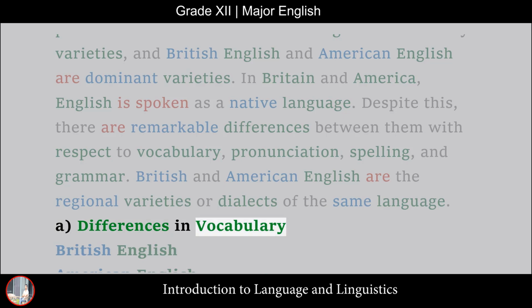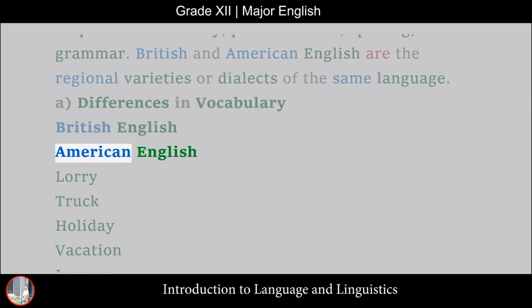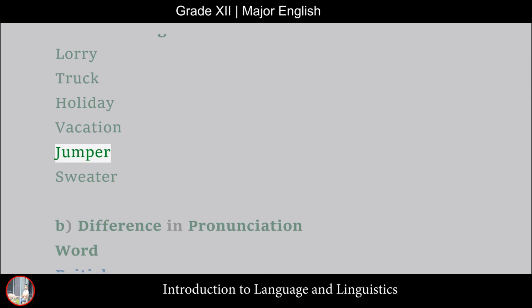A. Differences in vocabulary. British English, American English. Lorry, truck. Holiday, vacation. Jumper, sweater. B. Differences in pronunciation.